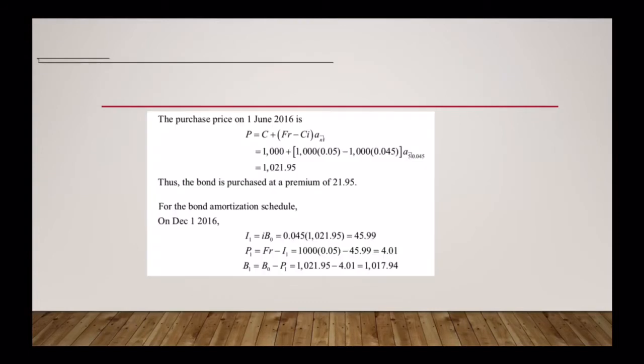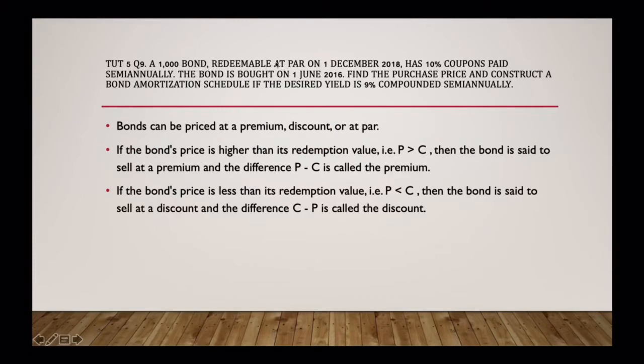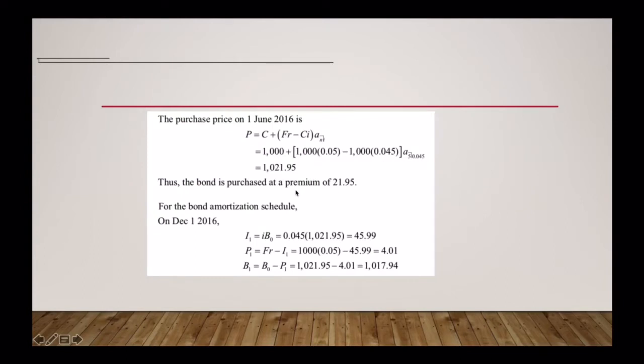For this question, it says that a bond redeemable at par on 1st December has 10% coupons, and so on. There are 2 parts to this. Firstly, find the purchase price and construct a bond amortization schedule if the desired yield is 9% compounded semi-annually. So first we have to find the purchase price. We have already found that it is purchased at a premium of RM21.95.